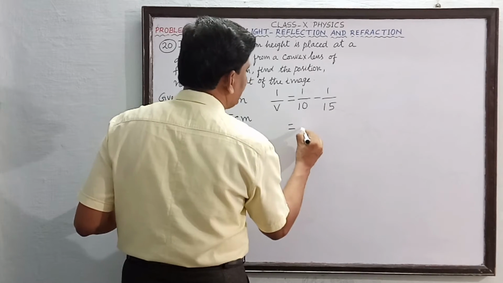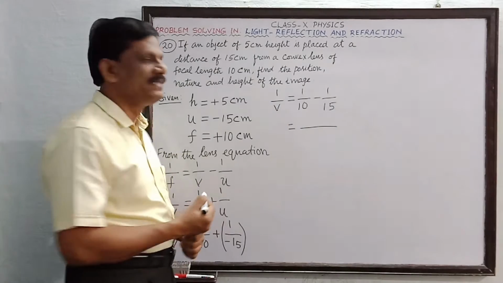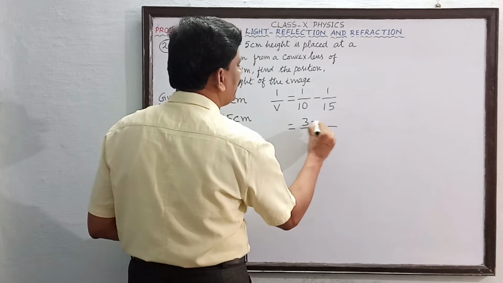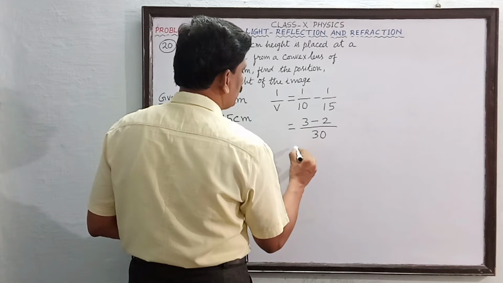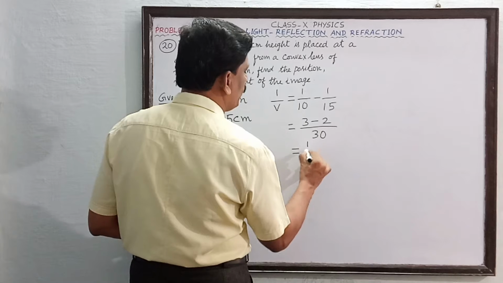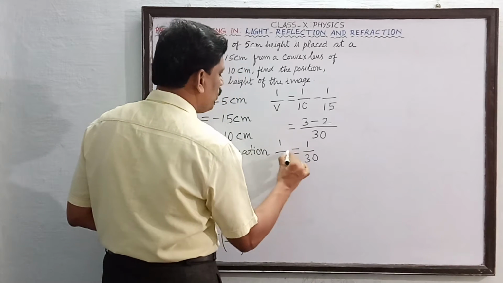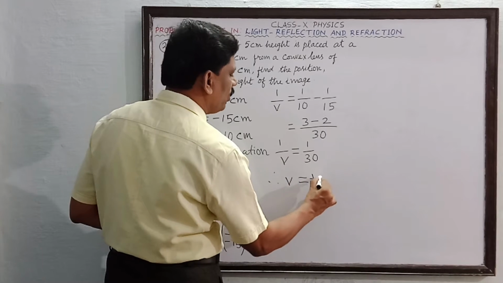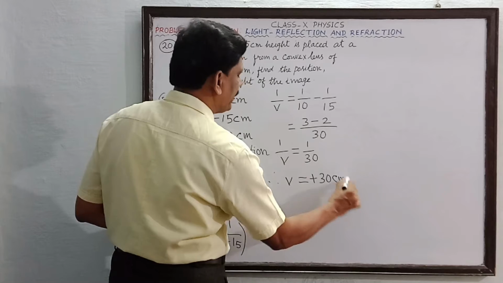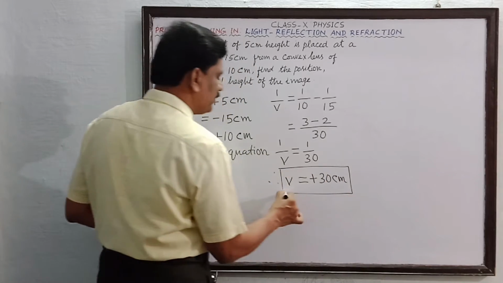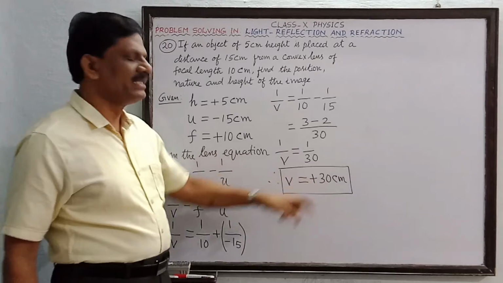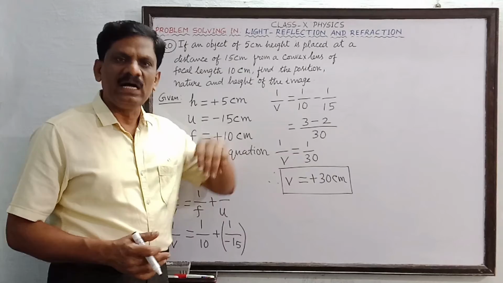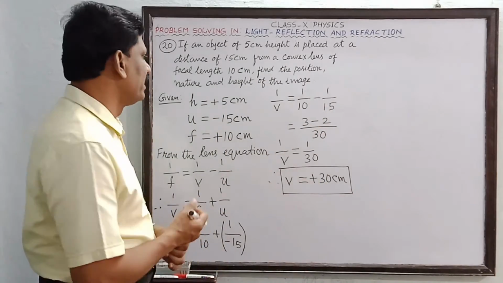The LCM can be taken as 30. So 3 tens are 30, minus 15 twos are 30. So this is equal to 3 minus 2, which is 1, divided by 30. So 1 by v is equal to 1 by 30, therefore the image distance v is equal to plus 30 centimeter. So we are getting the image position. Where is the position of the image? 30 centimeter. If it is plus, it means on the other side, okay students, on the other side of the lens.